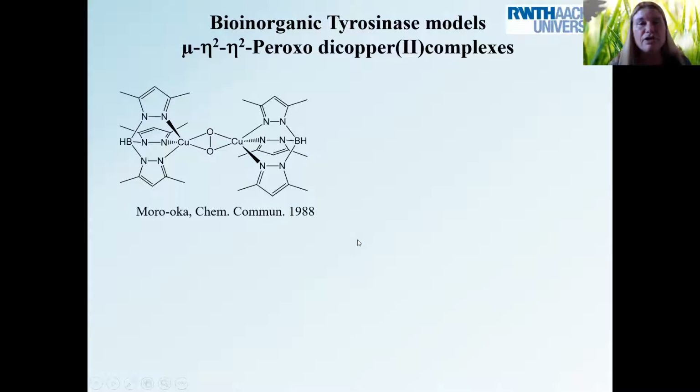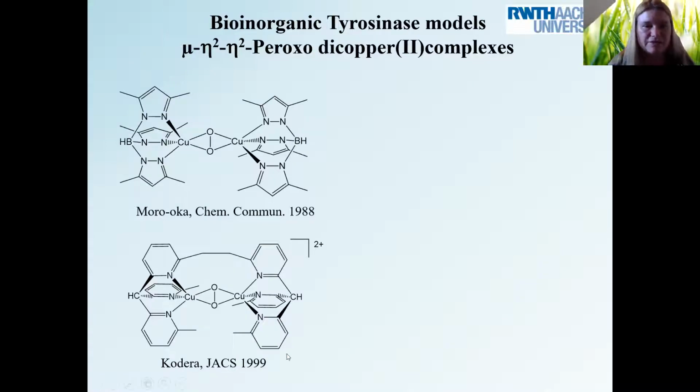There are giants in this chemistry, and I think we should name them. So for example, Kitajima and Morooka provided the first models with this peroxo species, starting with tris-pyrazolyl borates. So for example, at -80°, they isolated these species, and they did this earlier than all crystal structures of biological type 3 copper proteins. So by this, they made a prediction of how this active center in biology would look.